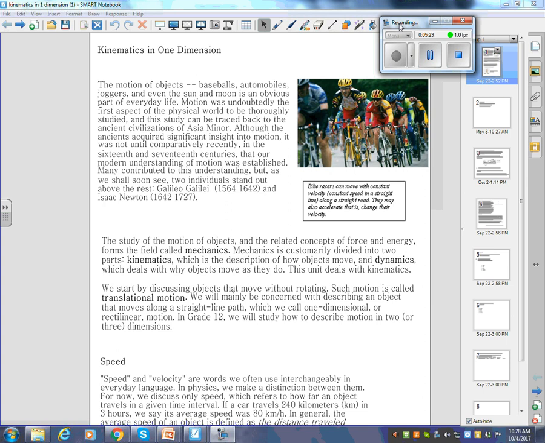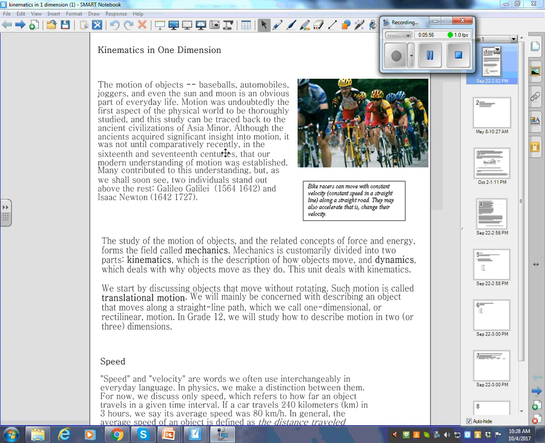Okay, so kinematics in one dimension. The motion of objects, baseballs, automobiles, joggers, even the sun and moon is an obvious part of everyday life. Motion was undoubtedly the first aspect of the physical world to be thoroughly studied, and this study can be traced back to the ancient civilizations of Asia Minor. Asia Minor is your Greece, your Egypt, your modern-day Iran, that sort of Middle East area down there.